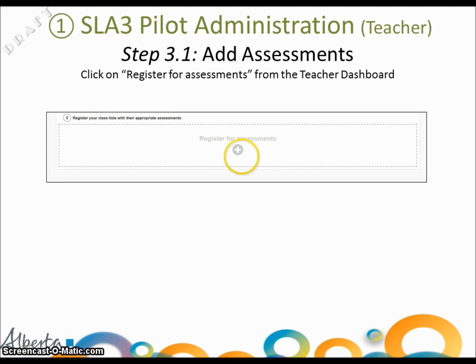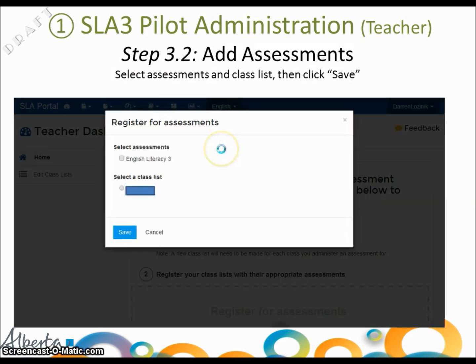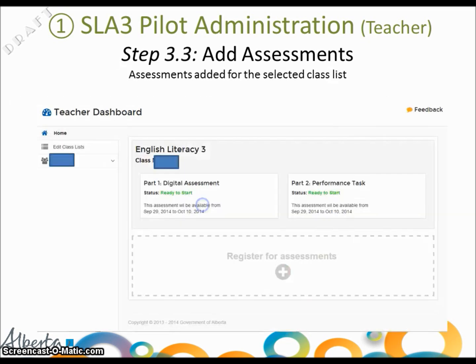The next step is to add the assessments that your students will be completing. So you need to click on Register for Assessments from the teacher dashboard. All of the assessments that apply to you will show up here. So it might say English Literacy 3, English Numeracy 3, French Immersion, and so on. And then go ahead and check mark the class list that you will be using and click Save. Assessments are then added for the selected class list.